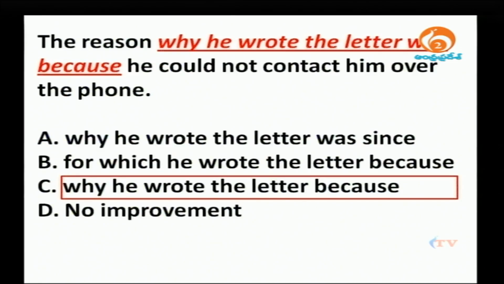All right. So option C is correct because grammatically that is the accurate one. The reason why he wrote the letter was since, that since is not needed in option A. The reason for which he wrote the letter, now reason itself means it's for, so you don't need that. That's why option C is correct. The reason why he wrote the letter because he could not contact him over the phone.